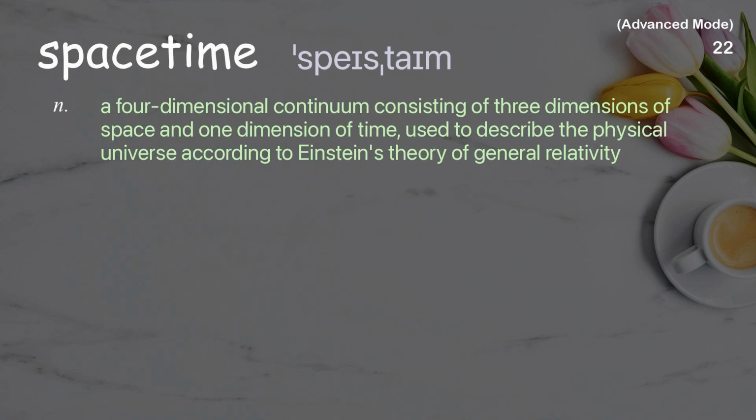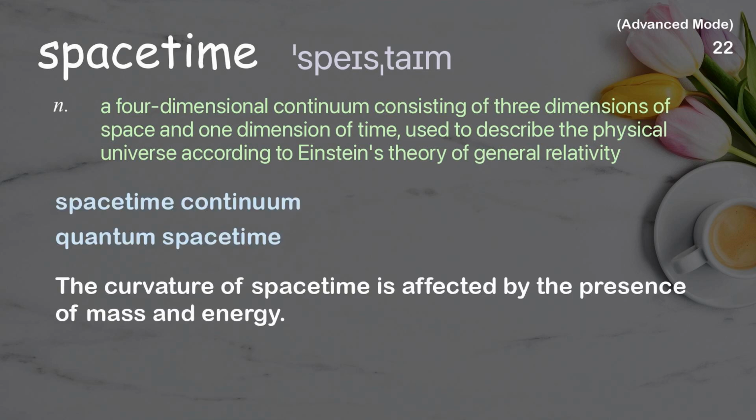Spacetime. A four-dimensional continuum consisting of three dimensions of space and one dimension of time, used to describe the physical universe according to Einstein's theory of general relativity. Examples: Spacetime continuum. Quantum spacetime. The curvature of spacetime is affected by the presence of mass and energy.